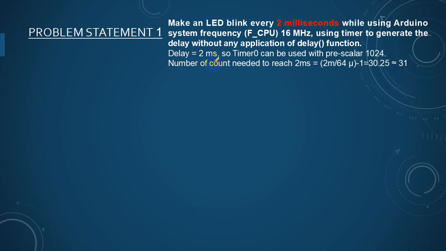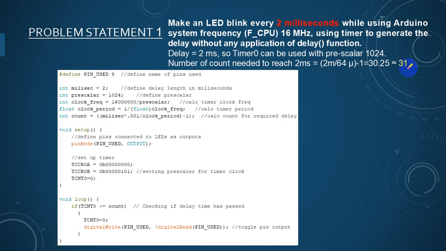Delay is 2 milliseconds. Timer 0 can count up to 16 plus millisecond by using prescaler 1024, right? So timer can be used with prescaler 1024 over here. So number of count needed to reach 2 millisecond is equal to 2 millisecond divided by 64 microsecond minus 1. That's the formula. So 30.25, that means close to 31 count. So 31 count we need to make. Then our job is done. Delay has been done. So that's the program.